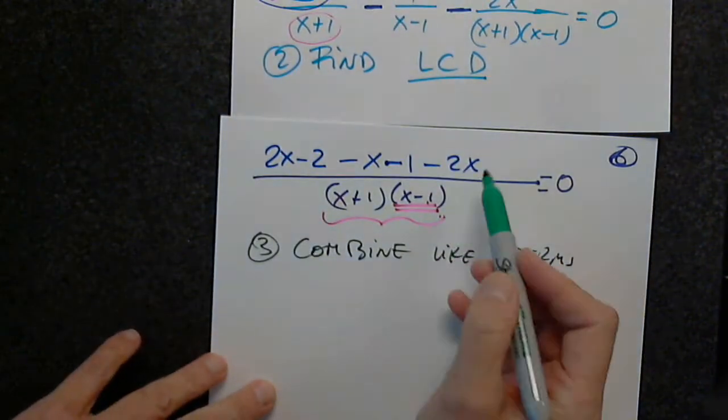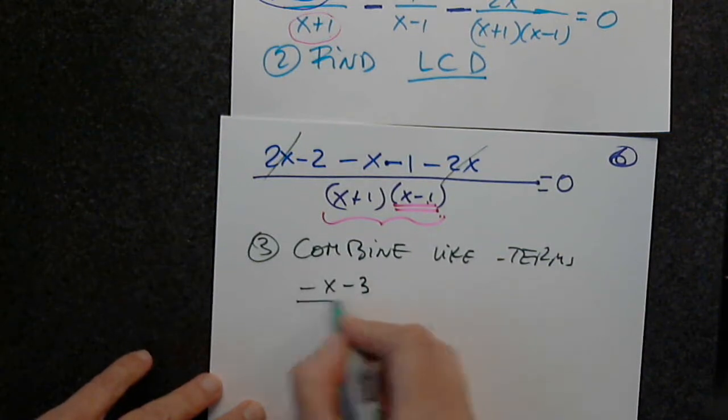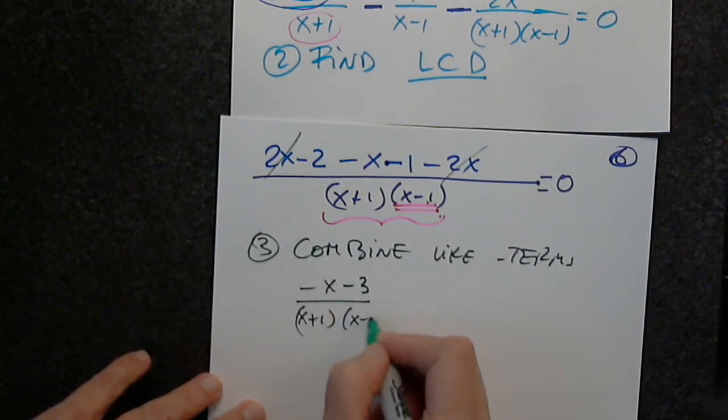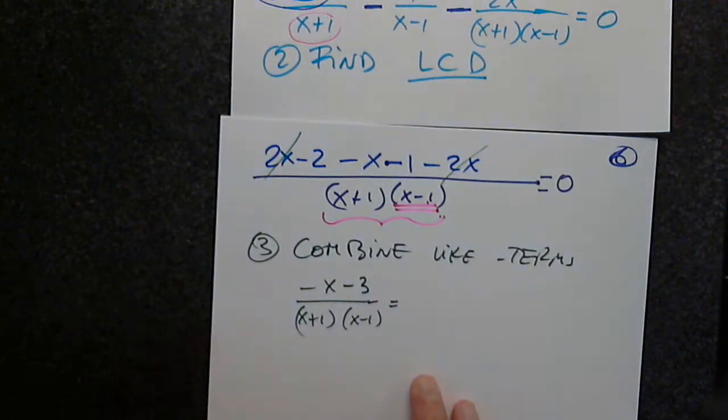Good. So these two go away. Then there is a negative x minus 3 over x plus 1, x minus 1. Do not write beyond the equal symbol just yet. Just stop for 1 second. I want to ask a question.